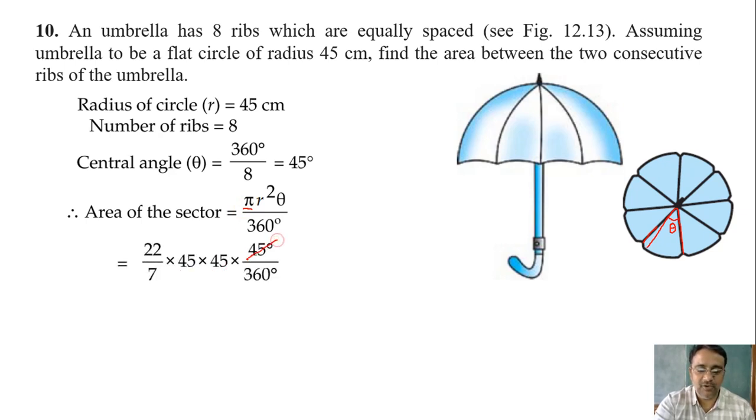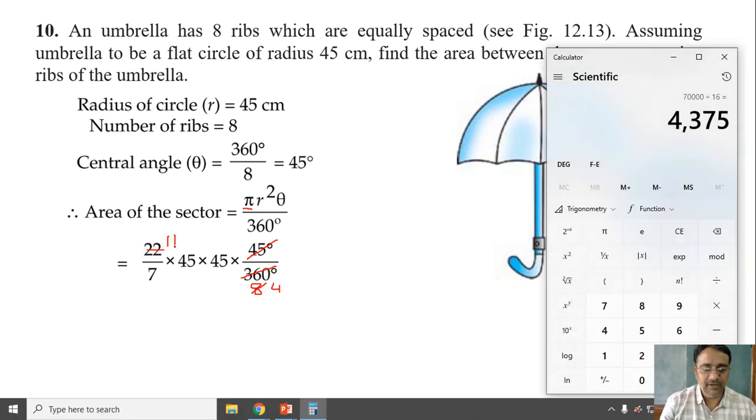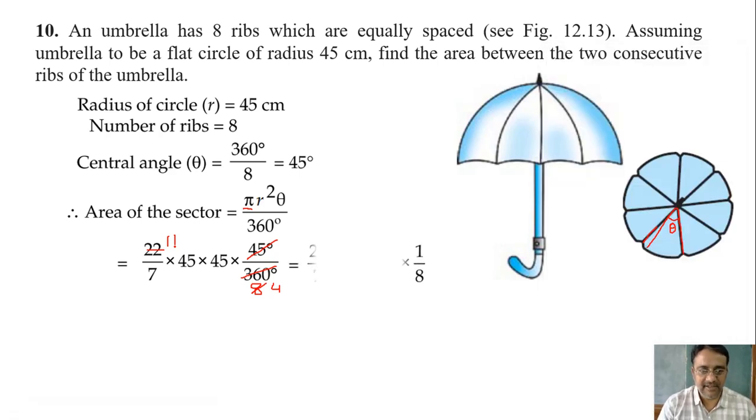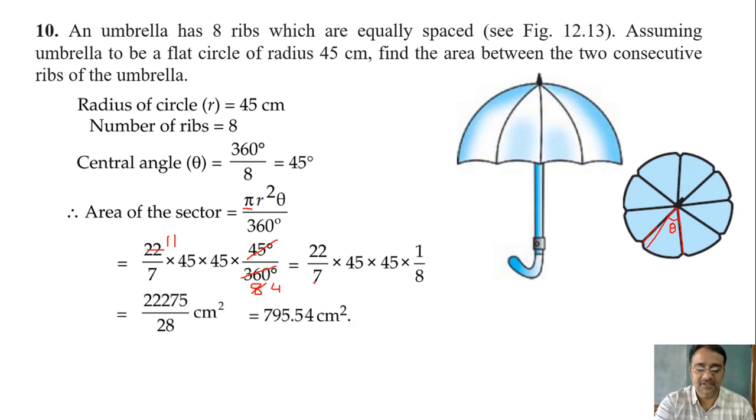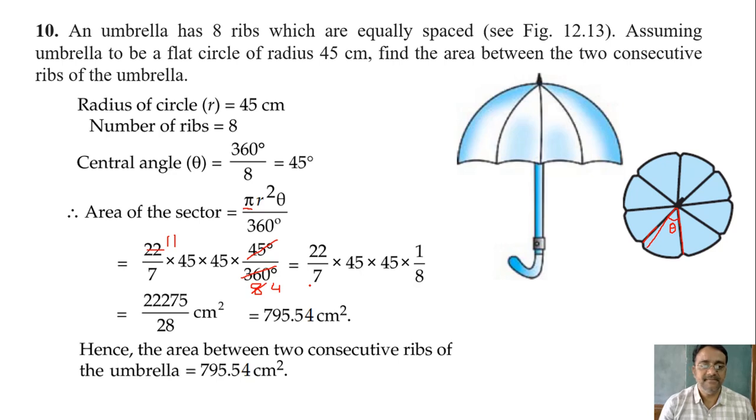Okay, so इसको हम लोग कैंसिल कर सकते हैं यहाँ पर 8 से, राइट, और 2 से कैंसिल कर सकते हैं यहाँ पर. So what we are going to get, 45 into 45 into 11, that is 22,275 divided by 28, right. So we'll get 795.54 centimeters square. Any doubt in this question? No, sir. Yes. Okay, fine.